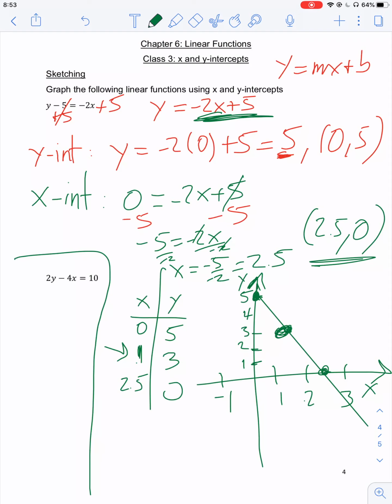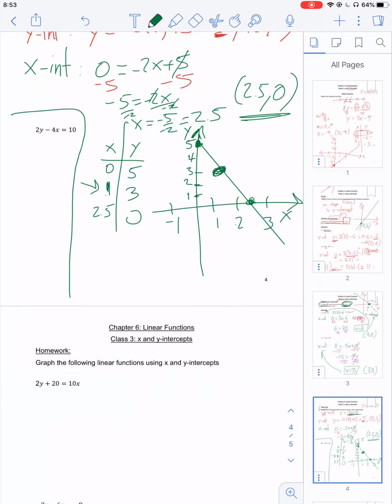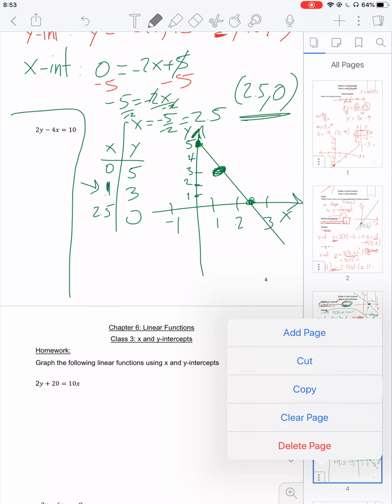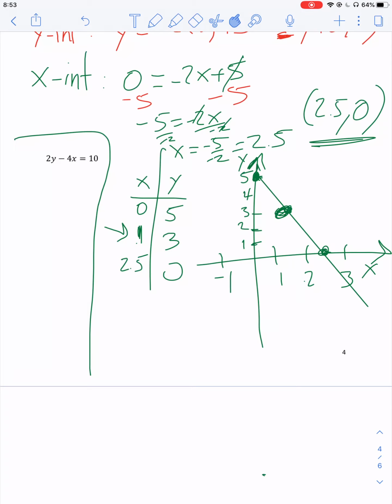Okay, so I'm not going to ask you to graph. I think I'm going to change this to just sketch. So just sketch it, which means you don't have to label your x and y axis. What do I mean by that? So let's do this second question. Let's add a new page. Let's do the second question down below over here. So let me remove this.